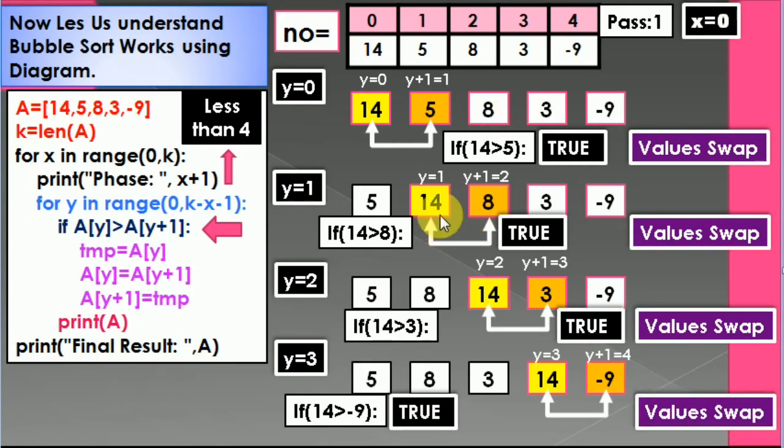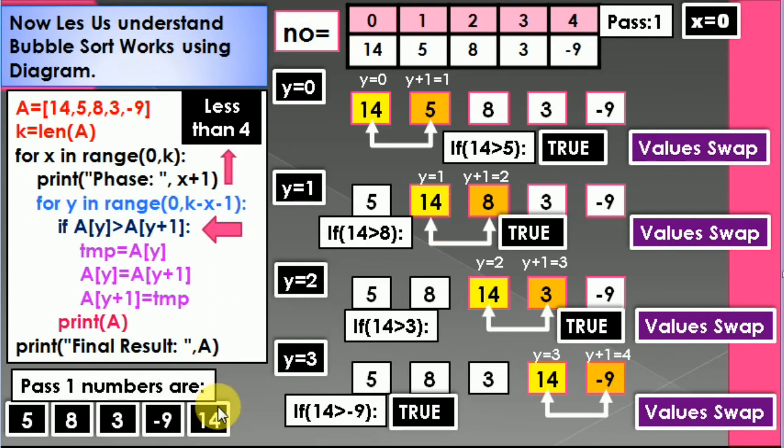Now what is the final line in pass one? Like this: 5, 8, 3, minus 9, 14. When pass one is finished and it goes down and again moves up, at that time the values are going to be 5, 8, 3, minus 9, 14. Now we move to the next slide.